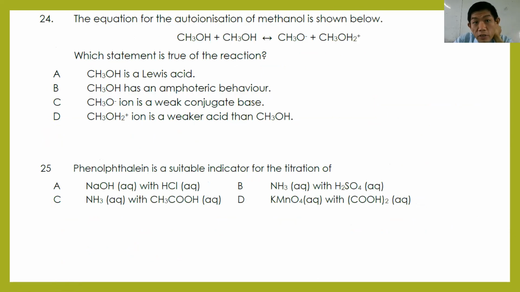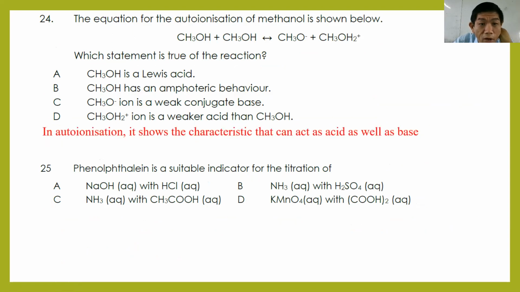Okay, 24. The equation for autoionization of methanol is shown below. So which statement is true? So in here, autoionization shows it can act as an acid as well as a base. So therefore it shows amphoteric behavior.